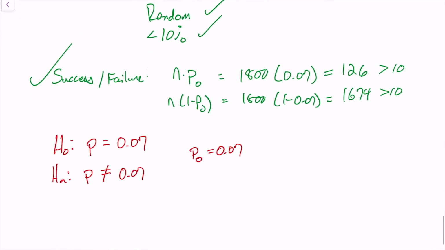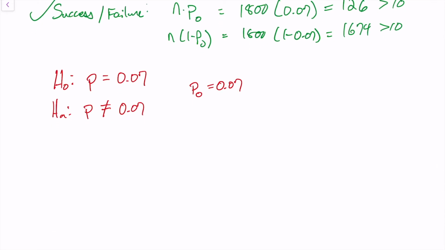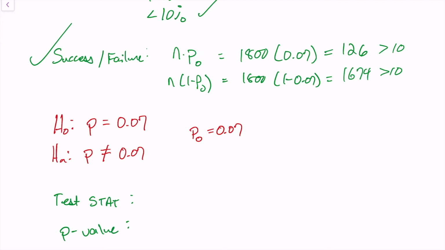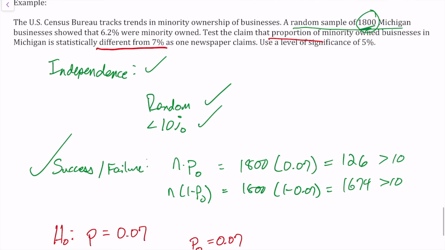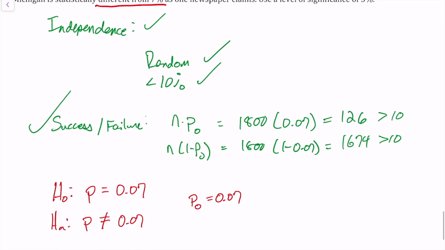All right, so next we have our hypotheses written. Now let's go ahead and calculate our test statistic and our p-value. Well, to do that, we're going to go to StatCrunch. Remember, guys, StatCrunch needs x, the number of successes. So when we go in, we're going to put in 1,800 for n, but what's the number of successes? How many of that 1,800 actually were minority owned?